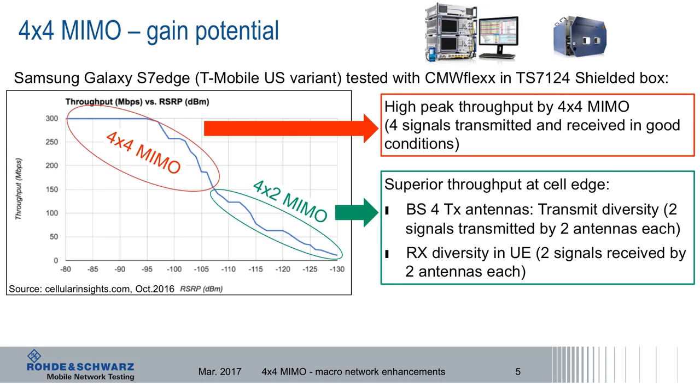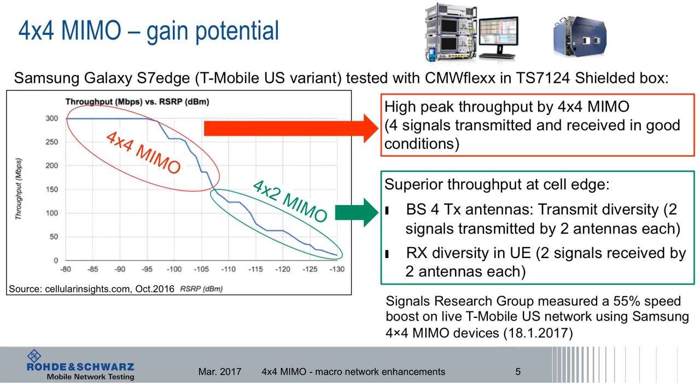So we have a superior throughput at the cell edge as well, because we are using 4 transmitters on the base station side, and we can use transmit diversity. So we use 2 signals that are transmitted by 2 antennas each by the base station. And on the receive side, on the UE side, we also have receive diversity. So we receive 2 different signals by 2 antennas each, and this gives us a certain gain, and this is very important in particular for the performance at the cell edge.